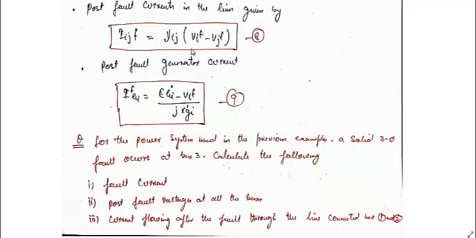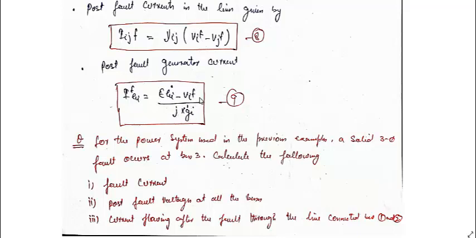It is small yij into (ViF minus VjF), that is the fault voltage of the ith bus and jth bus. It will be the current flowing from the ith bus to the jth bus during the fault. Post-fault generator current will be equal to the pre-fault generator current minus the post-fault terminal voltage divided by XGi. This also we know.